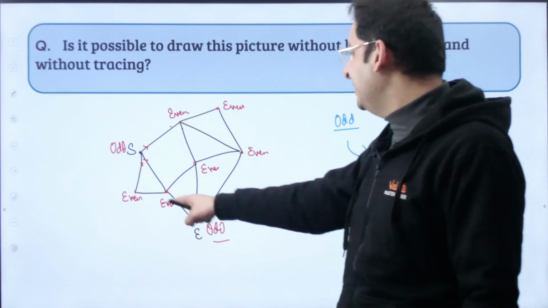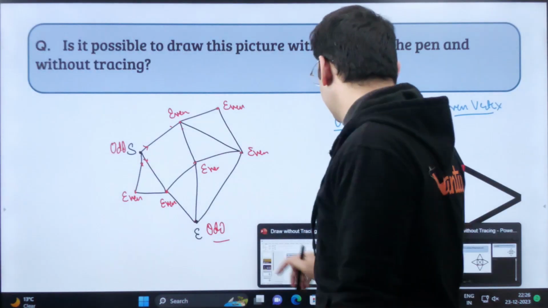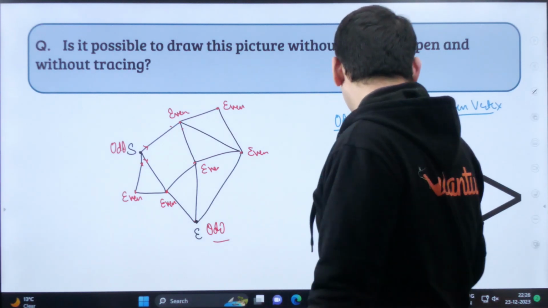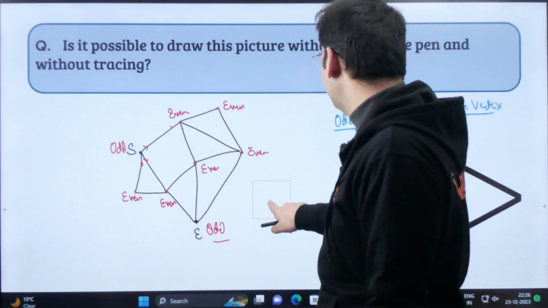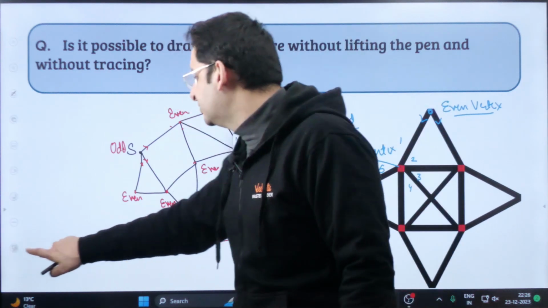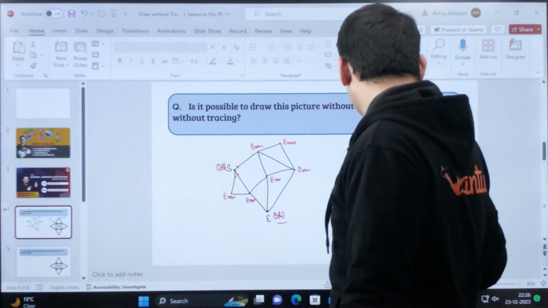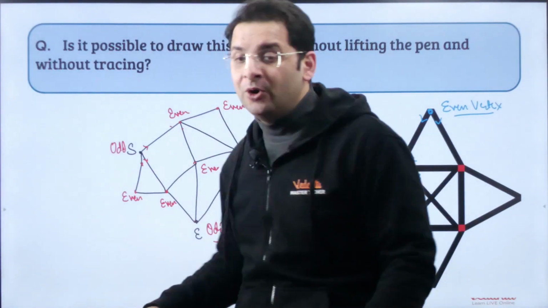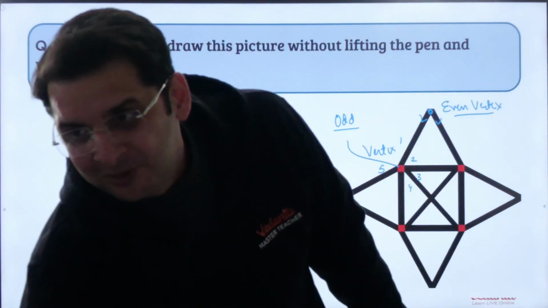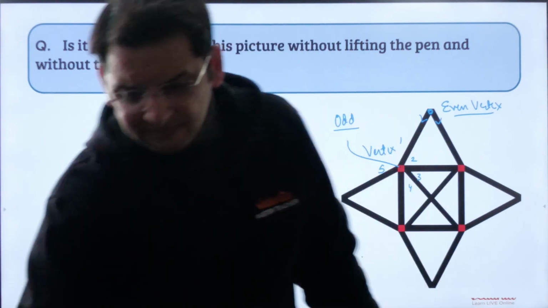So we can clearly see if the starting point and ending point are different, like in this case, the starting and the ending vertex are always going to be odd vertices. I hope this is clear to everyone. And there is a logic. There is a logic to it.